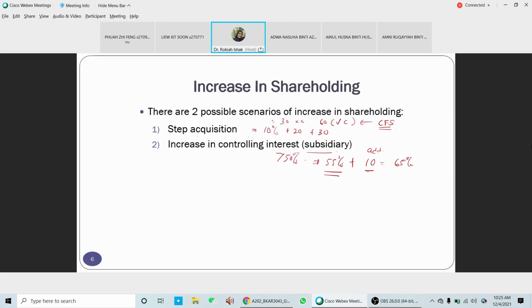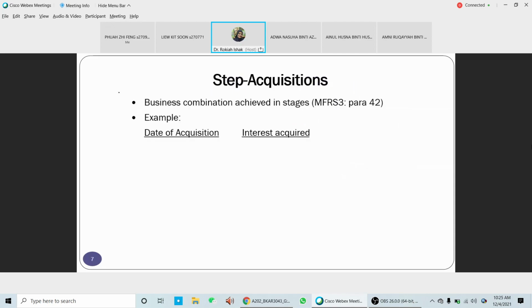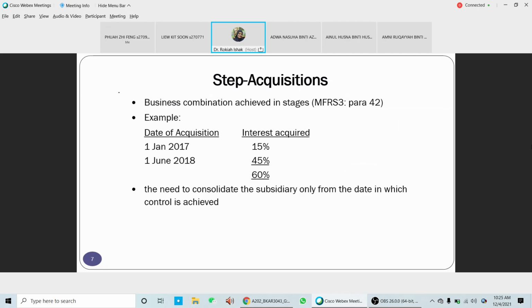Increase in shareholdings: there are two scenarios that lead to an increase in the shareholding, either through step acquisition or increase in the controlling interest. You already have control, but you add some more, so you're going to have more control over that company. For step acquisition, we're going to look at the first one.